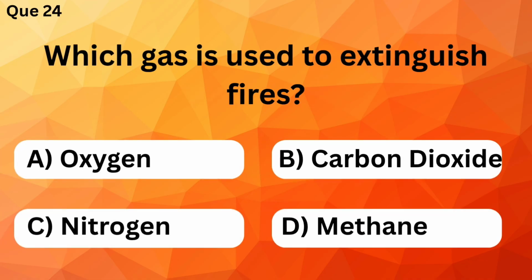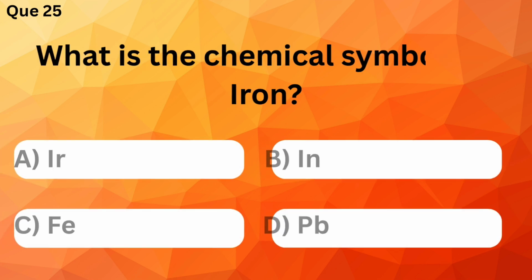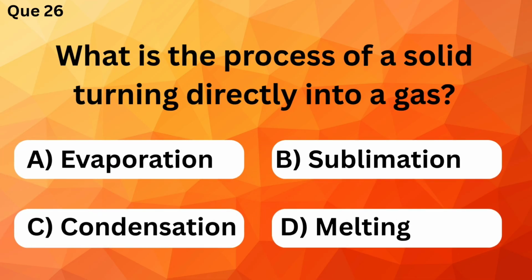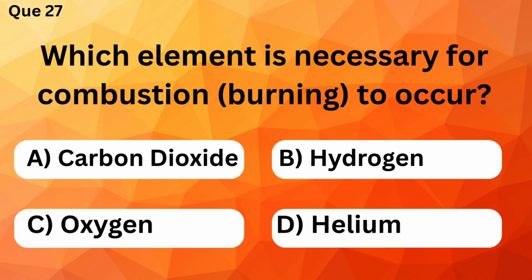Which gas is used to extinguish fires? B. Carbon dioxide. What is the chemical symbol for iron? C. Fe. What is the process of a solid turning directly into a gas? B. Sublimation. Which element is necessary for combustion, burning, to occur?